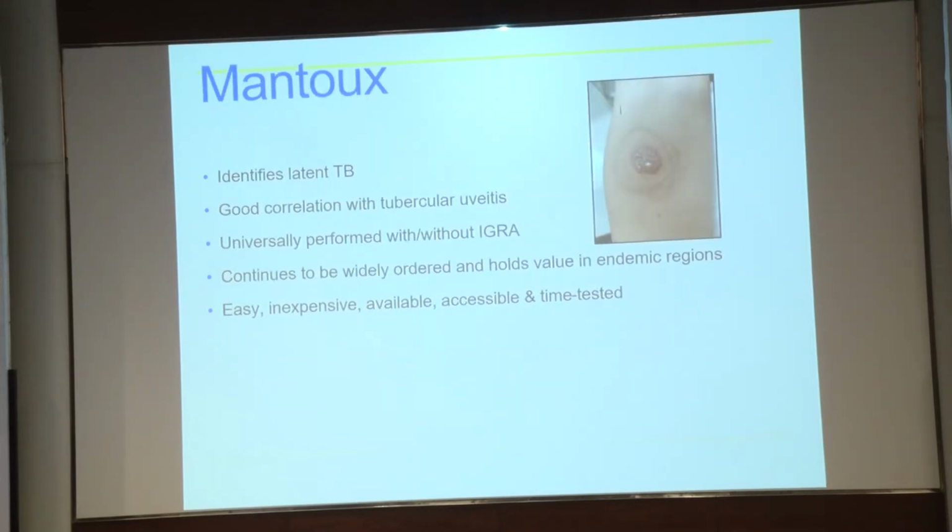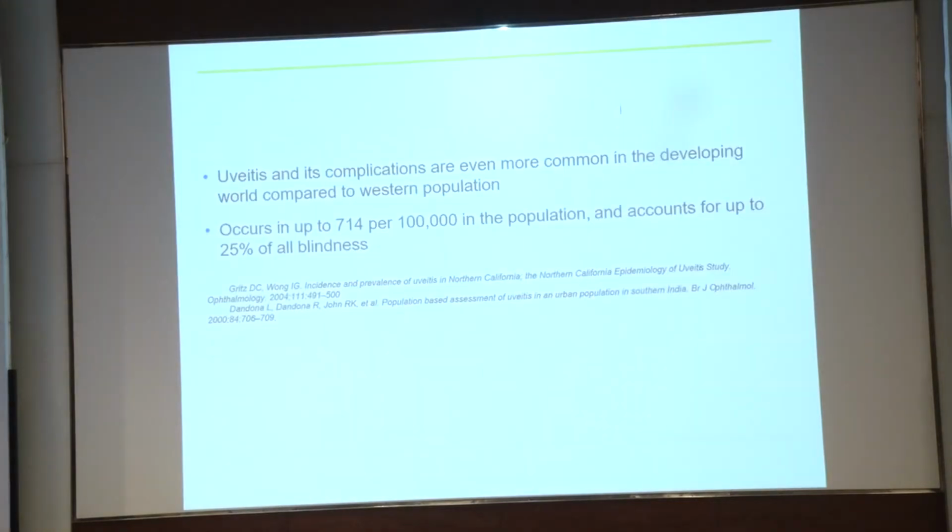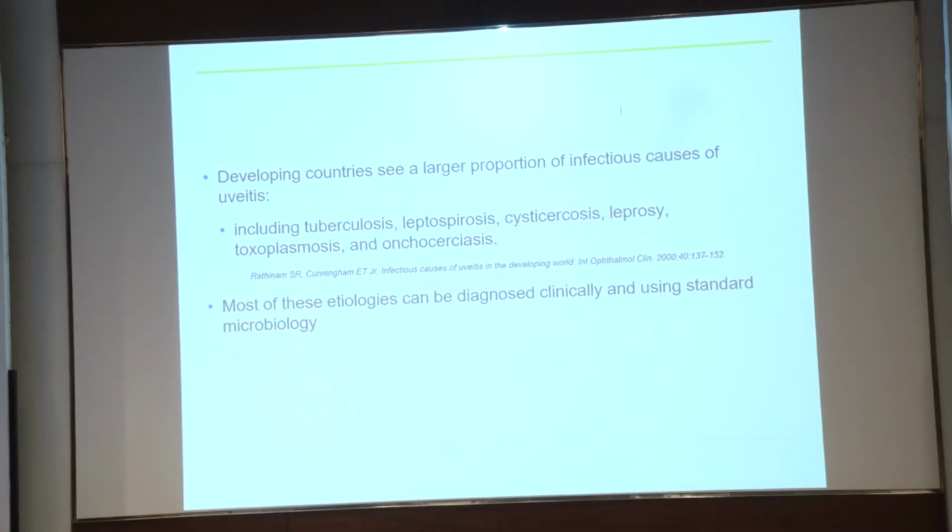Mantoux again identifies latent tuberculosis, has good correlation with the uveitic process, is universally performed with or without IGRA, and continues to be widely ordered and holds value in endemic regions. Uveitis and its complications are even more common in developing countries when compared to the Western population, and occurs in up to 714 per 100,000 population and accounts for about 20 to 25% of all blindness. So developing countries often see a larger proportion of infectious causes of uveitis, and most of these etiologies can be diagnosed clinically using standard microbiology.